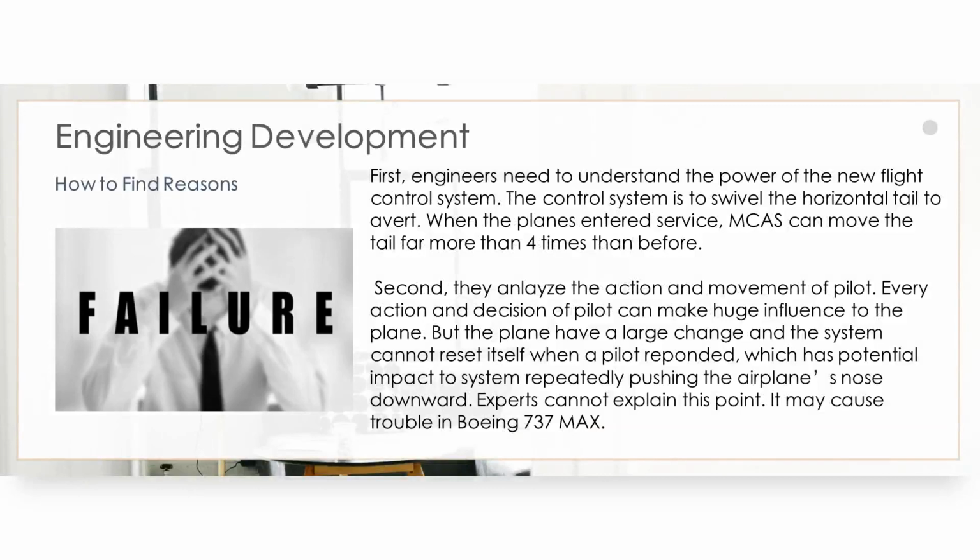And for our engineers, they need to know how to find the reasons. First, they need to understand the power of the new flight control systems, the MCAS systems, and this system is very new in the plane history. The control system is to wheel with the horizontal tail to abort. And some news says that the Boeing 737 MAX have some problems on the abort. When the plane enters service, the MCAS can move the tail far more than 4 times than before, and this is the theory.